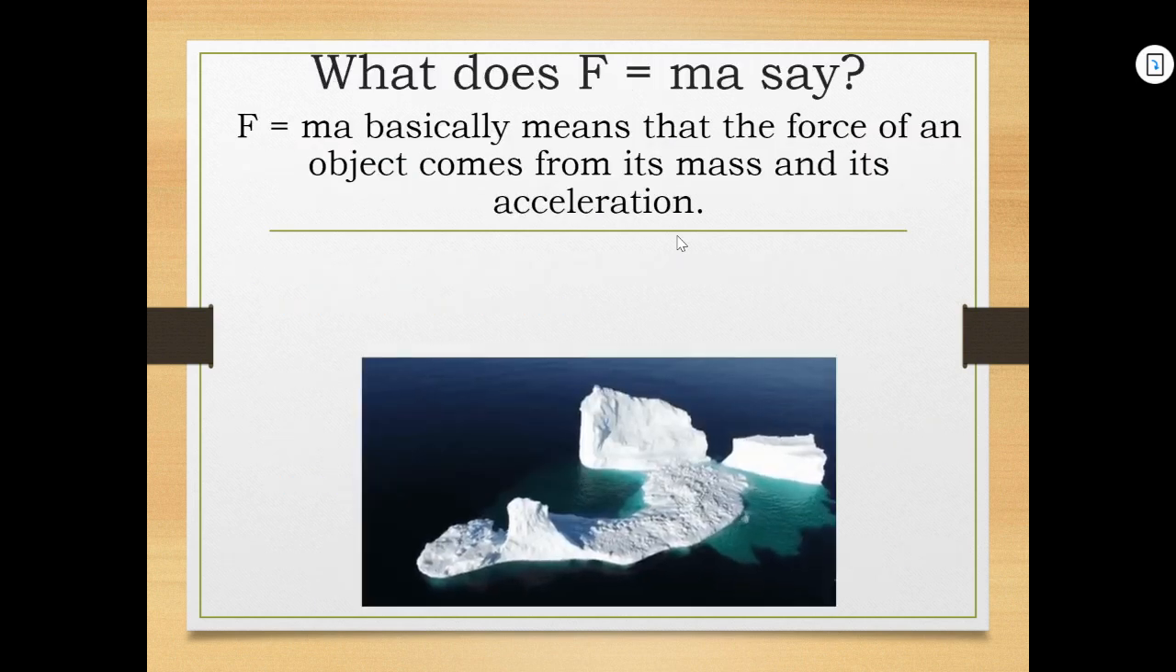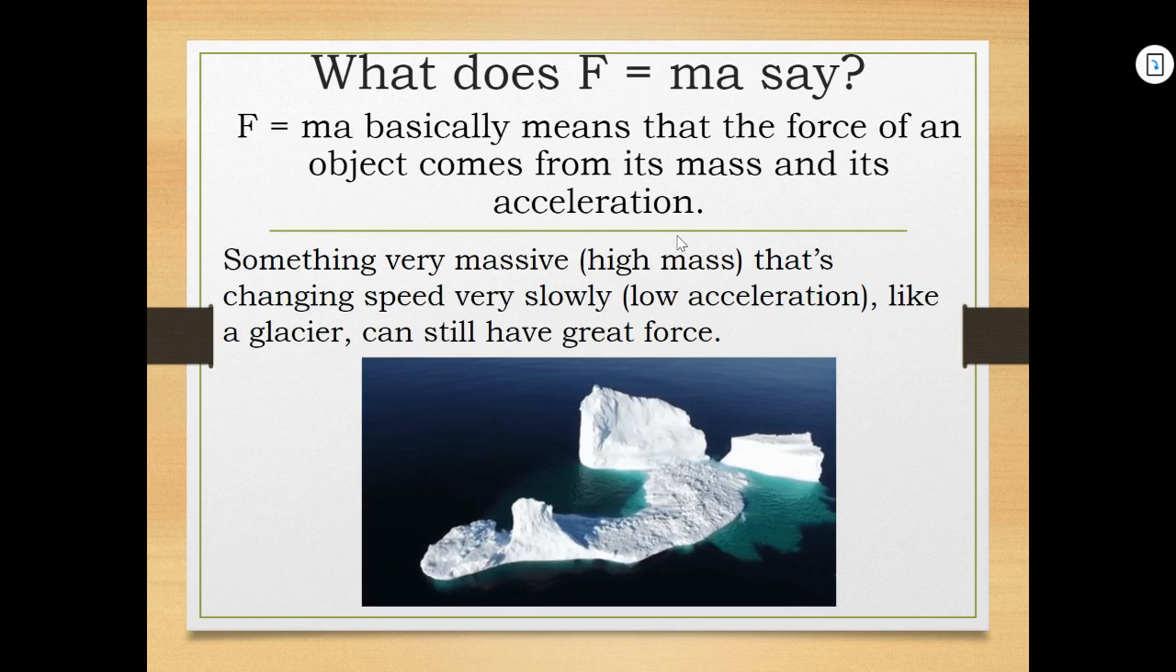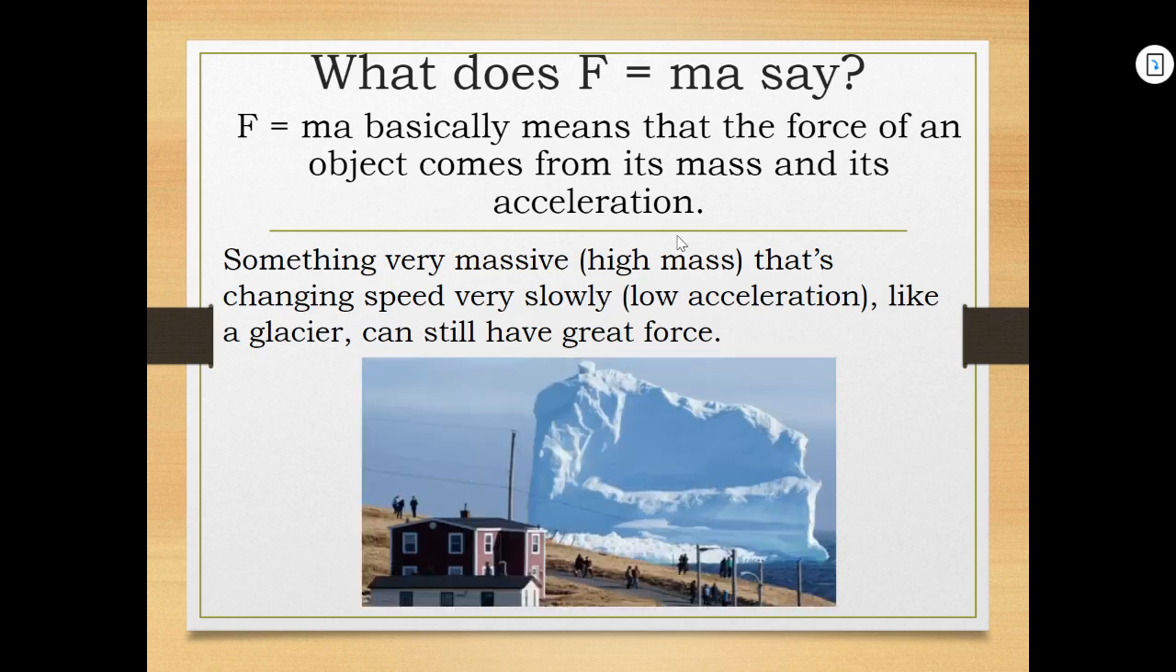And so force equals mass times acceleration basically means that the force of an object comes from its mass and its acceleration, right? Basically how much it weighs and how fast it is picking up speed. And so something very massive is going to have high mass, like this iceberg right here. It's changing speed very slowly, right? Low acceleration, like a glacier, but it can still have great force, right? So if there was a boat in between that iceberg and that island that you see right there where the house is, it would just smash that boat into nothing, right? It would obliterate it, but not because it's moving very fast, but because of the mass of it, right? It is a huge iceberg and it has a lot of mass with it. So even though it's going really slow, it's going to do a lot of damage.